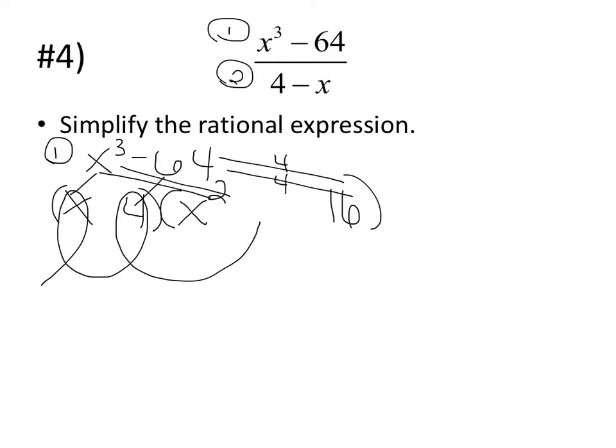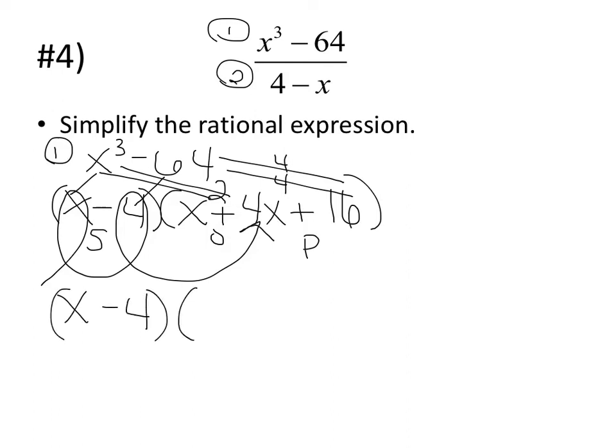What's a roller coaster without loops? So 4 times x is 4x, and then you're going to scream or puke. So same sign, opposite sign, positive. So my new numerator is x minus 4 times x squared plus 4x plus 16. And we know my denominator is 4 minus x. Well, x minus 4 and 4 minus x are not the same thing.